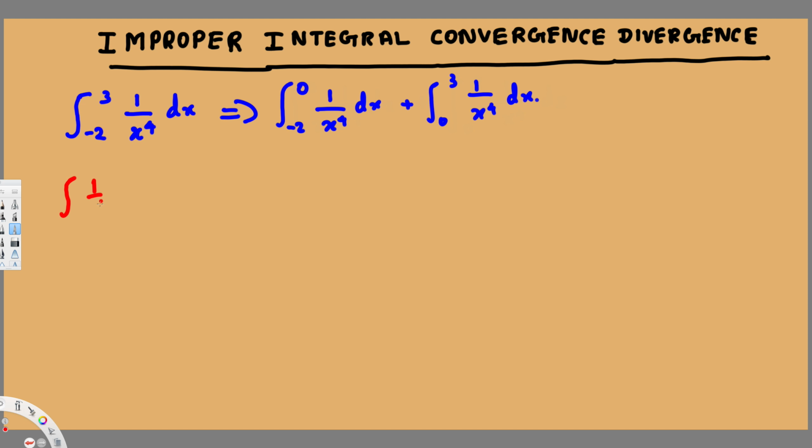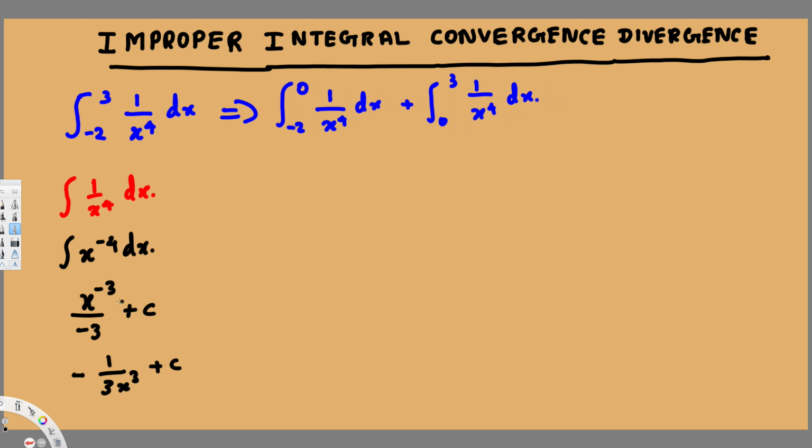This is 1 over x to the power 4 dx, and I can also write this one as x to the power minus 4 dx, right? So if you integrate this one, you will get x to the power -3 over -3 plus constant. So this is the same as minus 1 over 3x cubed plus constant. I just moved this negative x power -3 to the bottom, so that's how we got positive right here. Now we have the integration.